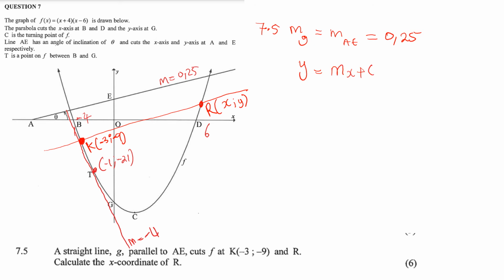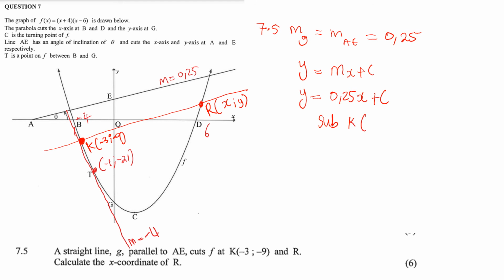So we know that this is the equation of G, right? So y is equal to what? The gradient is 0.25, so y = 0.25x + c. So how can we go and solve for c? By substituting one point into the equation, which is k.